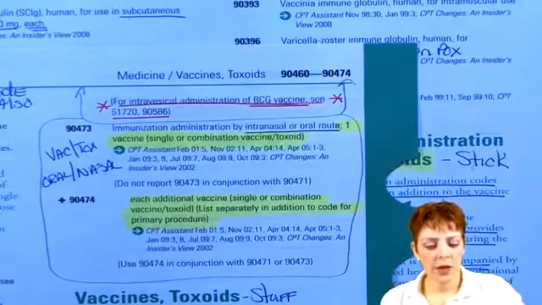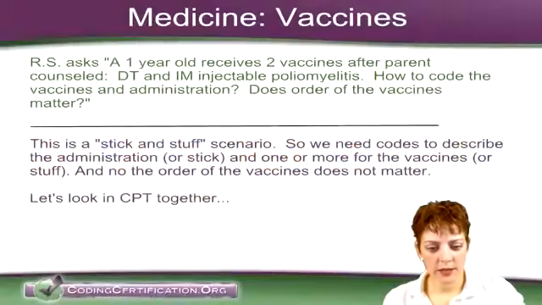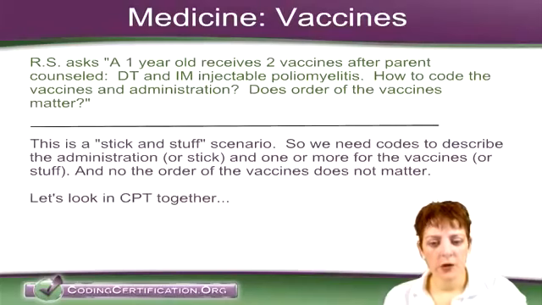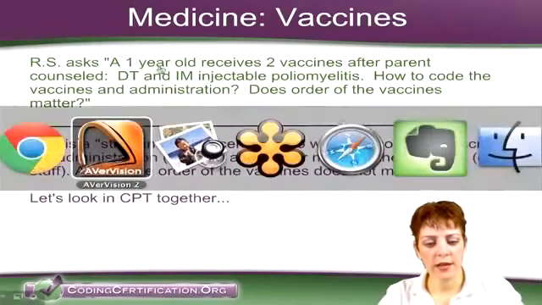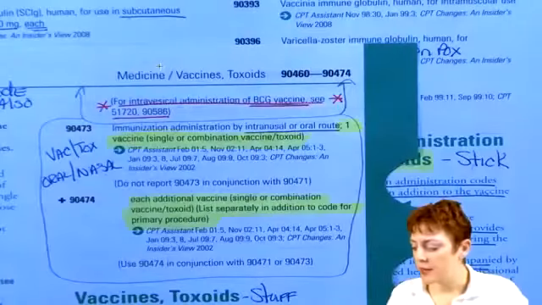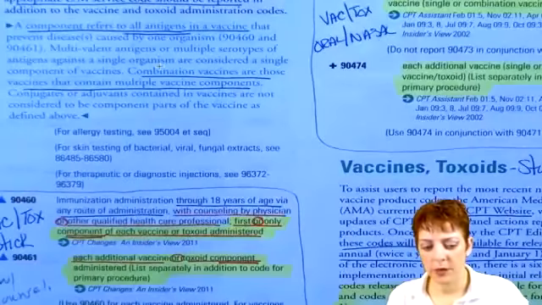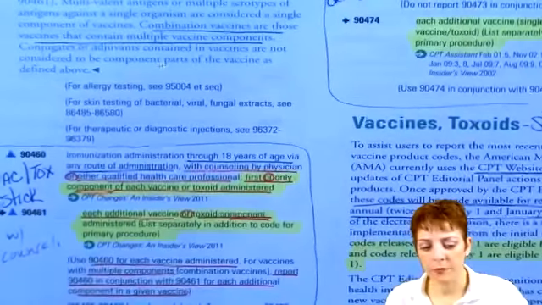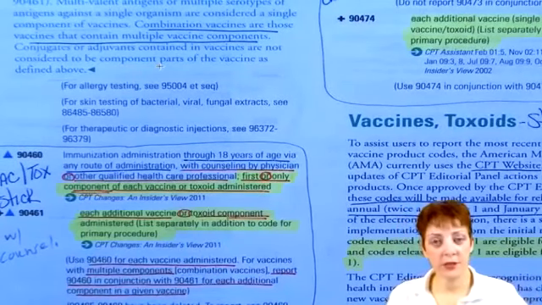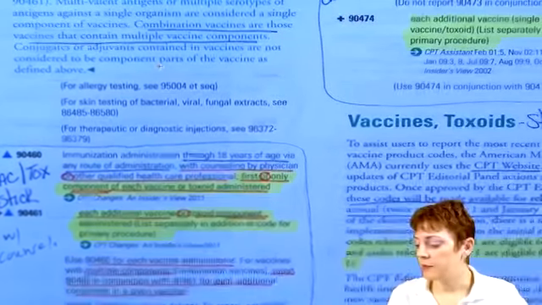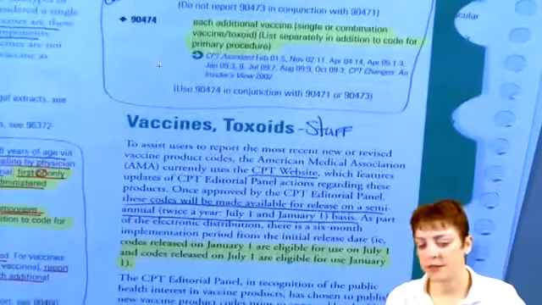So for our question, let's see what she said. Here she has injectable, and it did talk about counseling. And it's a 1-year-old. So we can see that we're going to be in this bubble here, the 460 bubble. Then what comes next after the stick codes is the stuff codes, and you can see the guidelines are talking about vaccines, toxoids, and stuff.